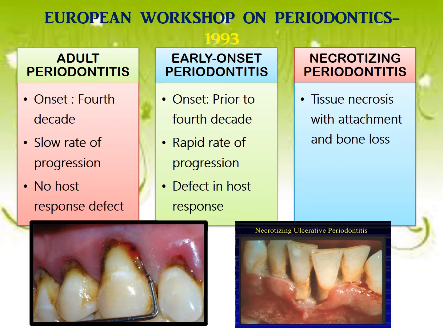Next, moving on to the classification given by the European Workshop on Periodontics in 1993. Based on this classification, periodontitis was classified into three main groups: adult periodontitis, early onset periodontitis, and necrotizing periodontitis. In adult periodontitis, the age of onset was the 4th decade, it had a slow rate of progression and no host response defect. Early onset periodontitis had an age of onset prior to the 4th decade with a rapid rate of progression and defect in the host response. Necrotizing periodontitis had tissue necrosis with attachment and bone loss.